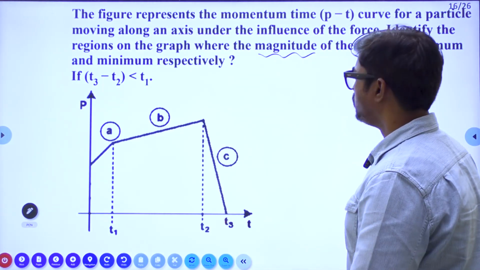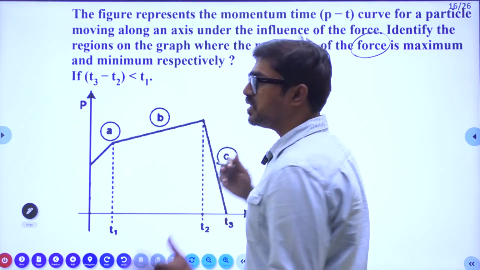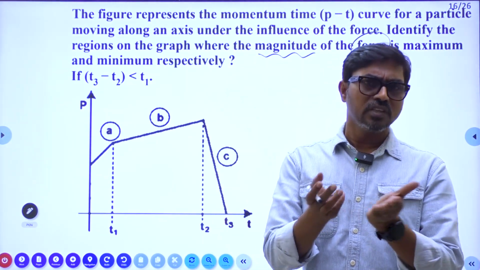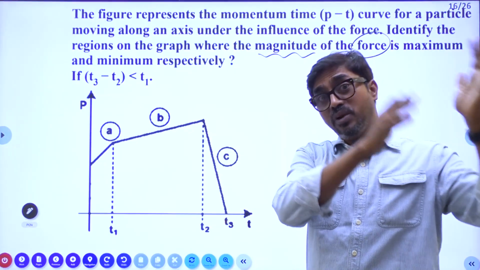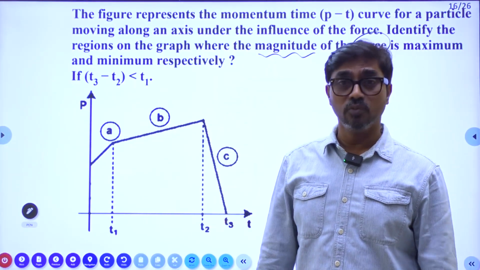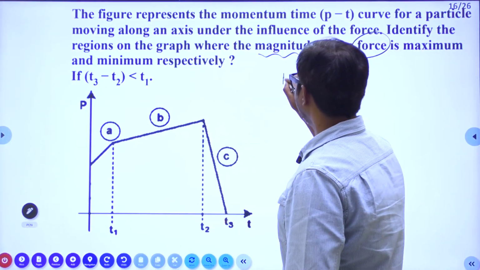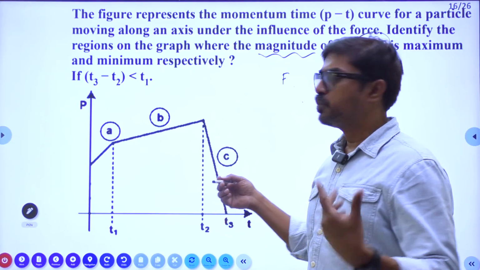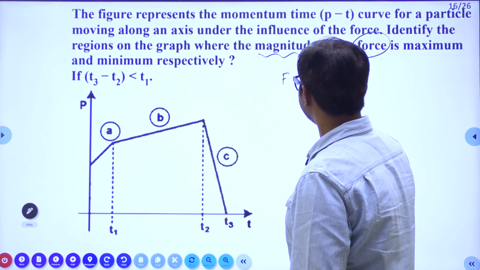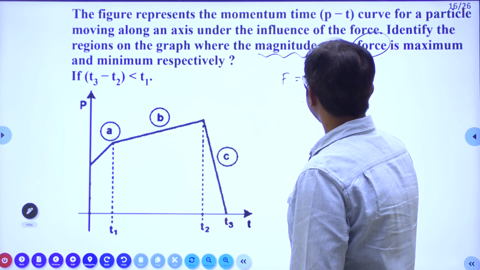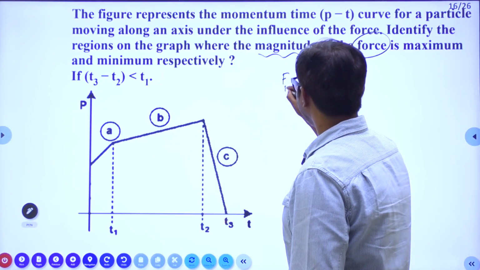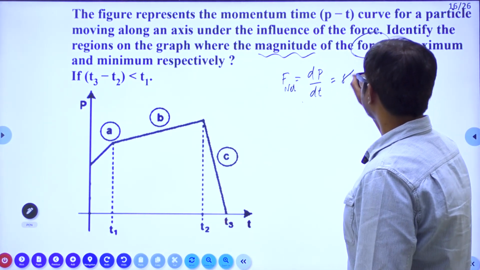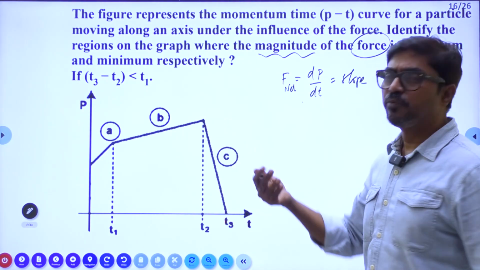So magnitude of force. How is it related, force and momentum? We need to get it. Generally we write Newton's law F equal to ma, that's all right. But the fundamental way it was described was in terms of momentum. You must know that net force is directly proportional to rate of change of linear momentum. That proportionality constant was taken arbitrarily as 1. So basically F equal to dp by dt, F net equal to rate of change of linear momentum, which is nothing but slope. Yeah, slope of the p-t graph.